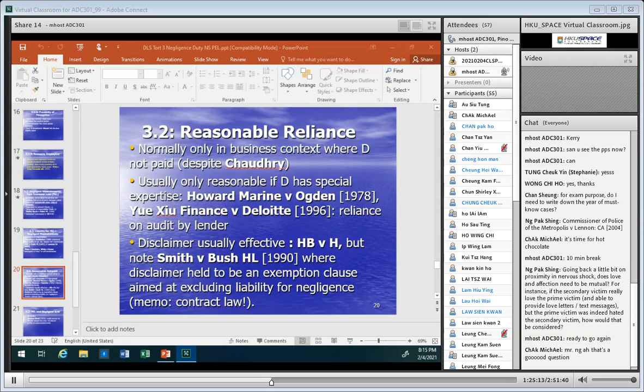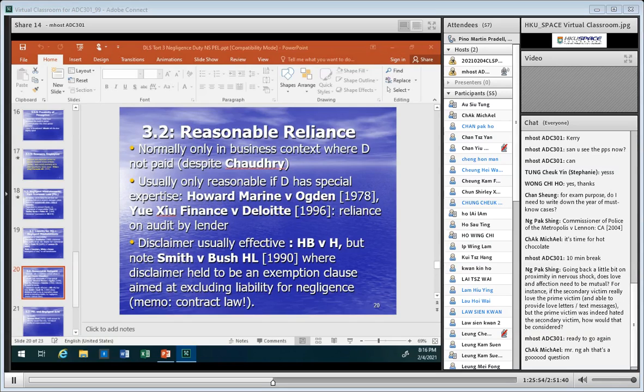Was there reasonable reliance by the representee, Ogden? Yes. By the representor, Howard Marine, and so the court found there was a duty of care there, and indeed negligence. And remember, Howard Marine and Ogden is one of the cases we came across when we dealt with misrepresentation. Remember, if you are alleging misrepresentation, you've got to prove all the elements of misrepresentation, and you also have to state what type of misrep you're going to claim. And of course, you'll always claim negligent misrepresentation because of the Misrepresentation Ordinance.